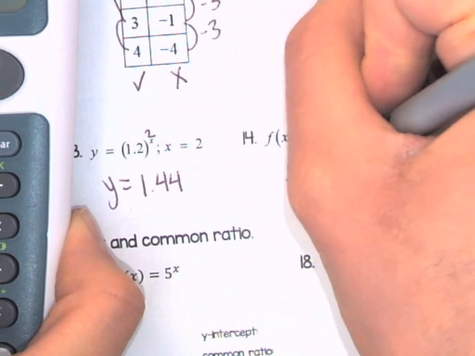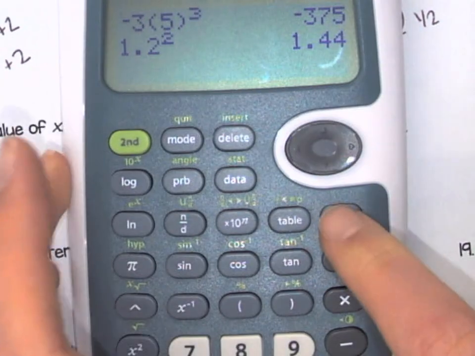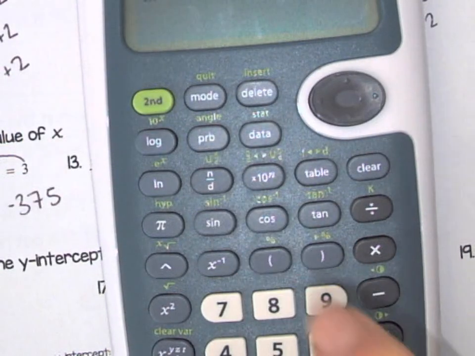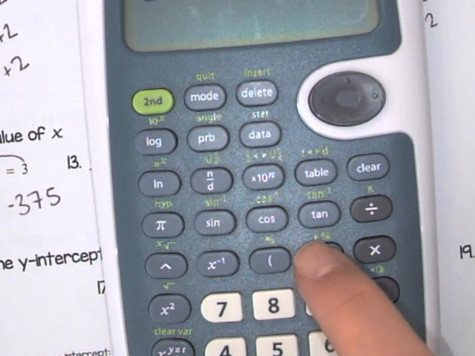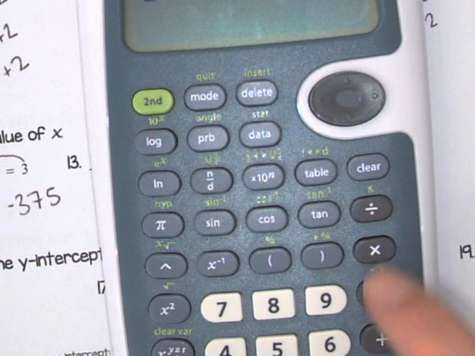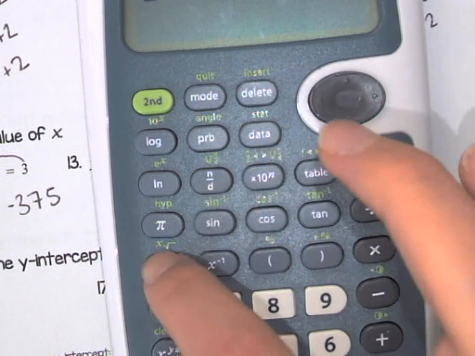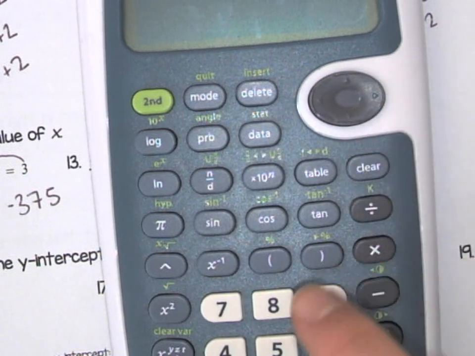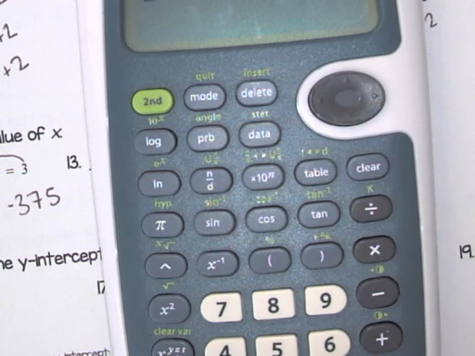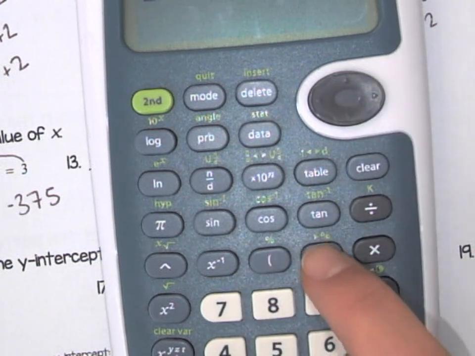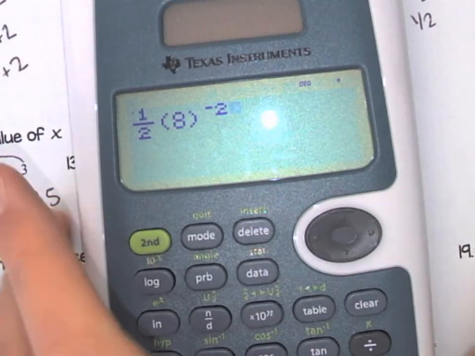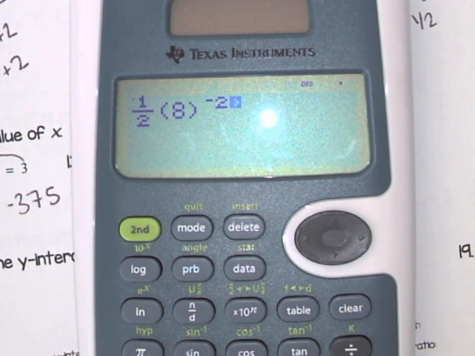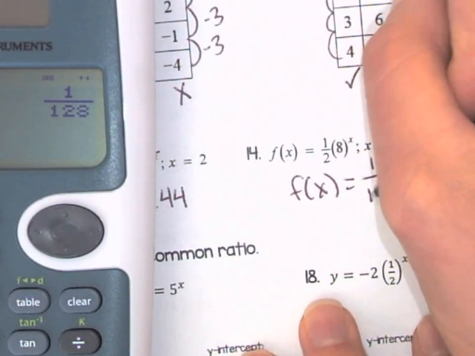And let's see, we have 1/2 times 8 to the, whoops, wrong button there. Sorry, I typed that in wrong. To the negative 2. Oh, you guys can't even see that, sorry. To the negative 2. Which gives us 1 over 128.